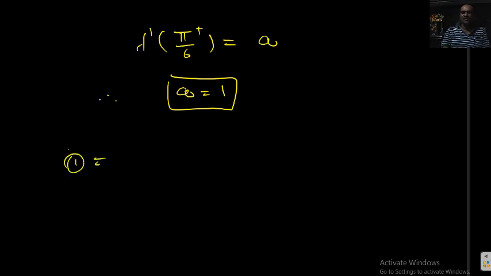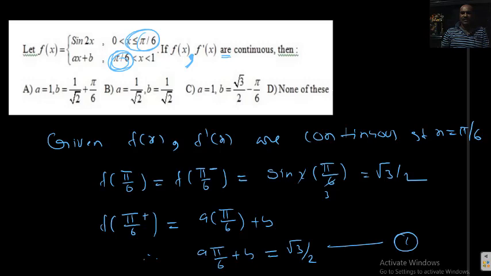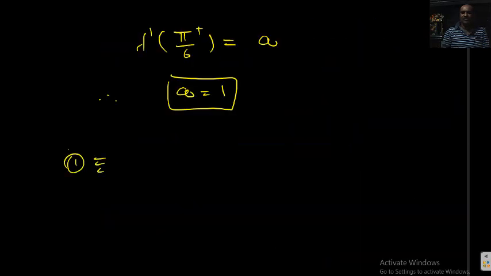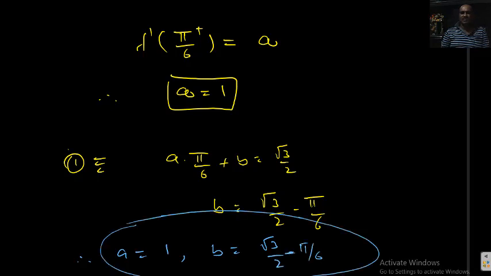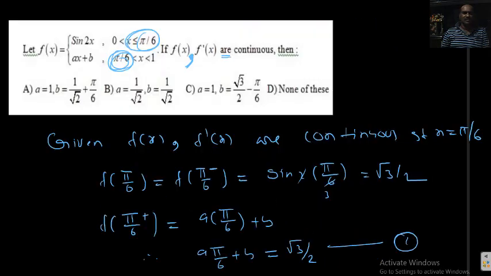So now I want to use the first equation to find the b value. What is that? a into pi by 6 plus b equal to root 3 by 2. Just we got a equal to 1, no? So b equal to what happened? Root 3 by 2 minus pi by 6. Therefore a equal to 1, comma, b equal to root 3 by 2 minus pi by 6. This is the answer. I want to check the options. 1, comma, root 3 by 2 minus pi by 6, okay, I can say C is the correct answer.